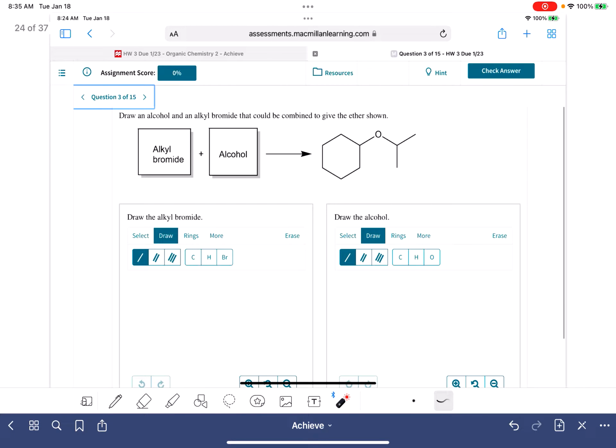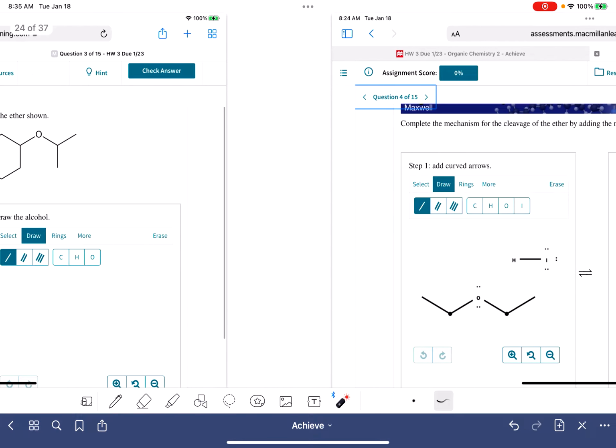Question number 3 is just asking you to predict the products. Of course, it's not listing the actual reagent that you would need to do this reaction, but it just wants the structure of an alkyl bromide and then an alcohol that you could combine using the right reagent to give you that ether right there.